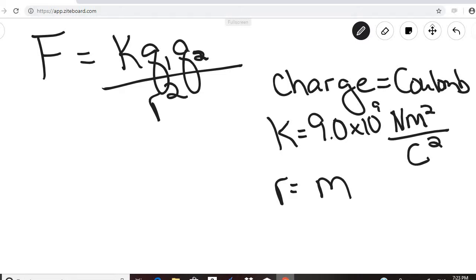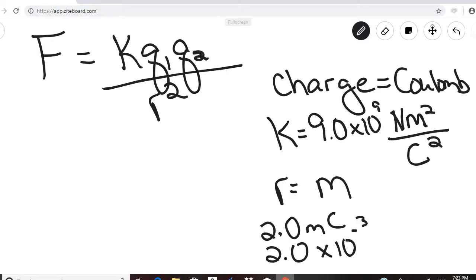Now, a Coulomb is a pretty large unit, so often we will use a millicoulomb or a microcoulomb. I think all the problems that we work in this chapter will be either a coulomb or a millicoulomb. So if a charge is 2.0 millicoulombs, that would be 2.0 times 10 to the negative 3 coulombs.